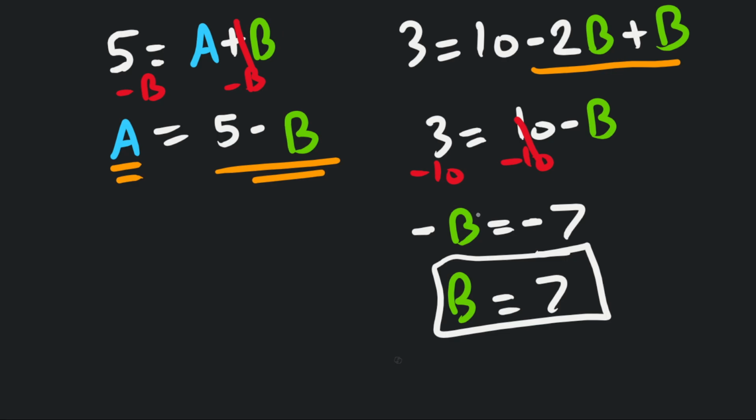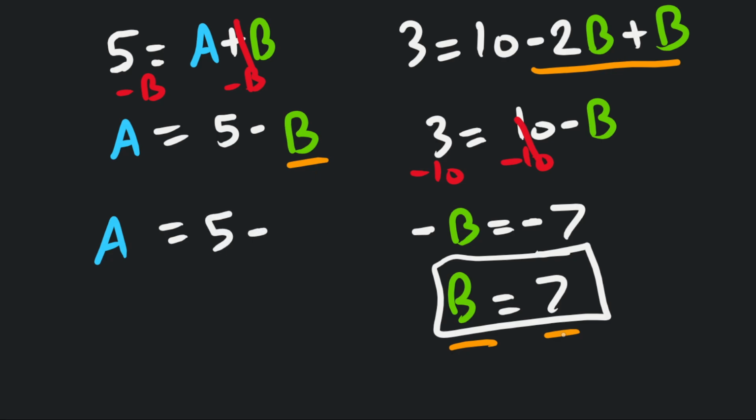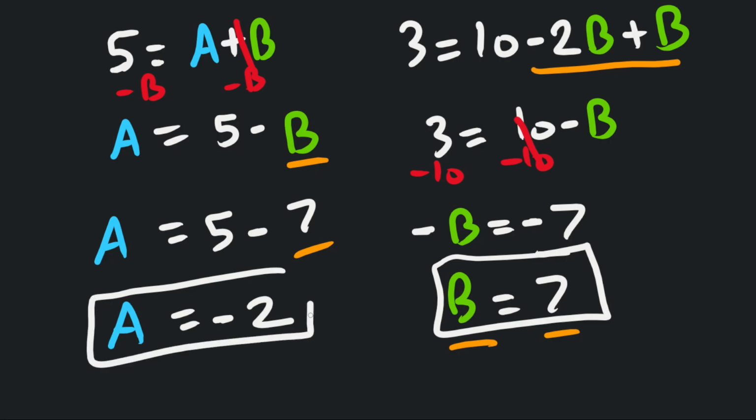And now to solve for a, we can just plug in our b. We know b is 7. We can plug 7 into this first equation right here for b. So a equals 5 minus, and we know 7 is b, so 5 minus 7. What's 5 minus 7? That's negative 2. So a equals negative 2. And there we go. We've solved for a and b. A is negative 2, and b is 7.